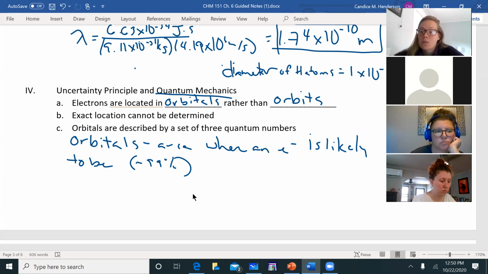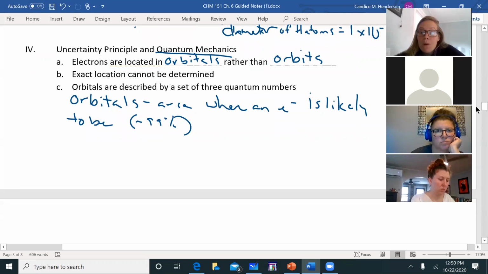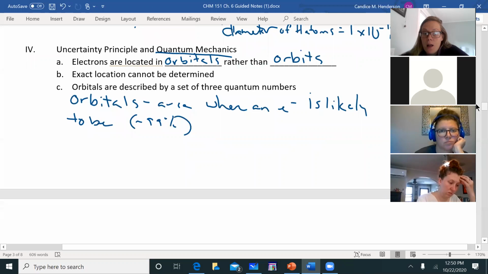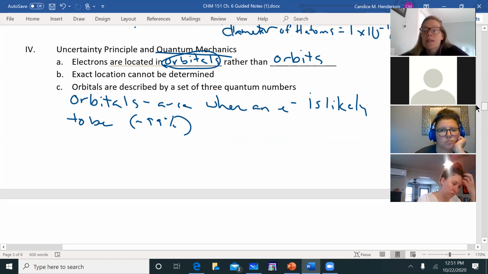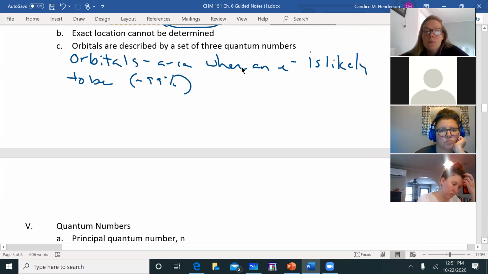And if this sounds weird and strange and quirky, it is. It's very, very strange. If you want to know more about it, you have to move more into the physics realm. But for now, what we're going to stick with is that there are these orbitals, and they are clouds or areas of probability where we expect the electron to be.